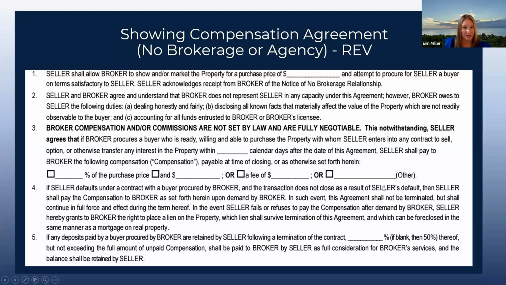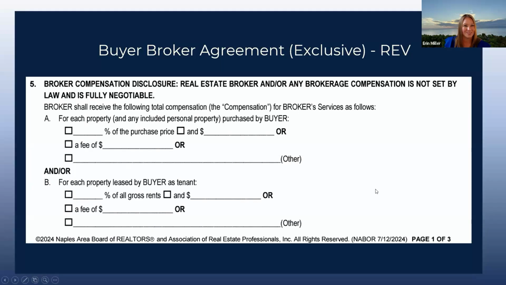All right, let me go back just real quick. This is what the top of paragraph 5 looks like in its clean version. Again, you've got the check boxes for the buyer to negotiate with the buyer's broker the compensation that would be due in the event of a purchase. That's paragraph 5A. A percentage of the purchase price, a flat fee for transaction services, or a fee of blank, or some other type of compensation.